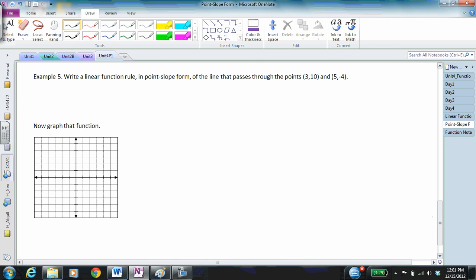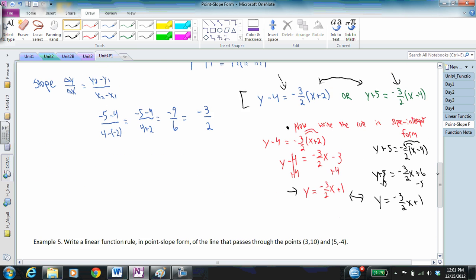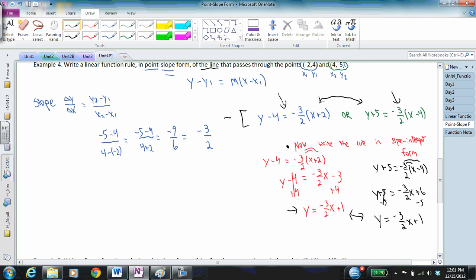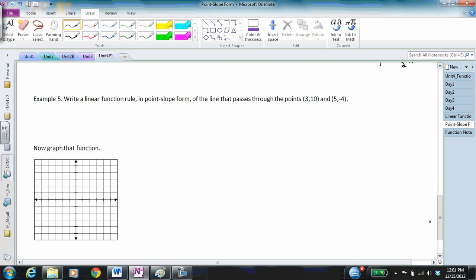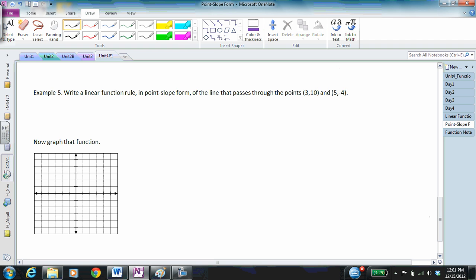So now we want to write a linear function rule in point-slope form of the line that passes through (3, 10) and (5, -4). So this is the exact same as what we just did in the beginning of this example when we stopped here. So pause the video and try this one on your own, and then replay the video to see if you got it right.